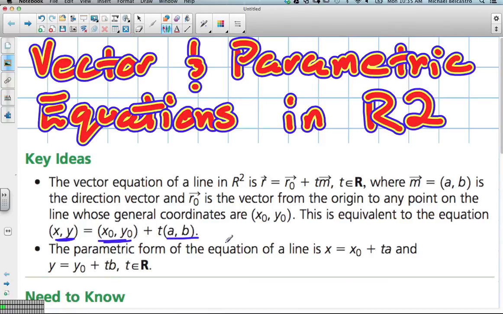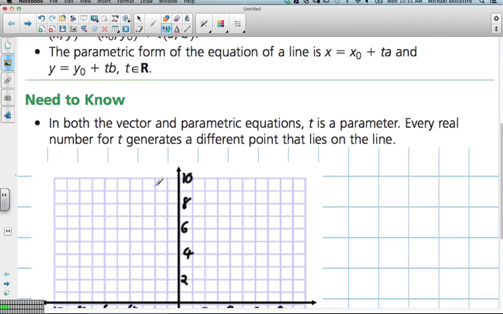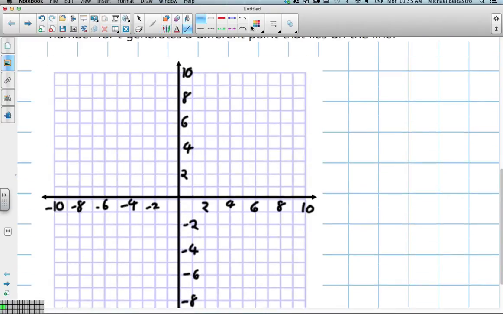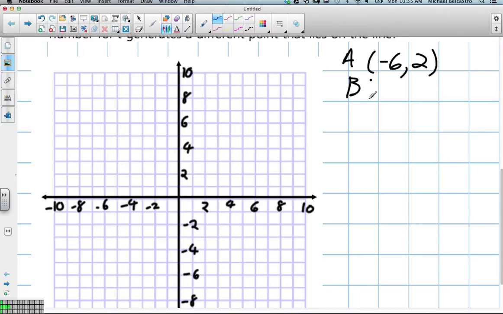What we're going to do is draw out a vector in two space, and then write it in our vector equation form, so we can see the difference between the two. So let's say we have a vector here. We'll make up some coordinates for it to make it a little easier for us. Let's say point A is at -6 and 2, and point B will be at 1 and 8. Okay, so we're going to plot these points, -6 and 2, and 1 and 8. So we have our vector AB.